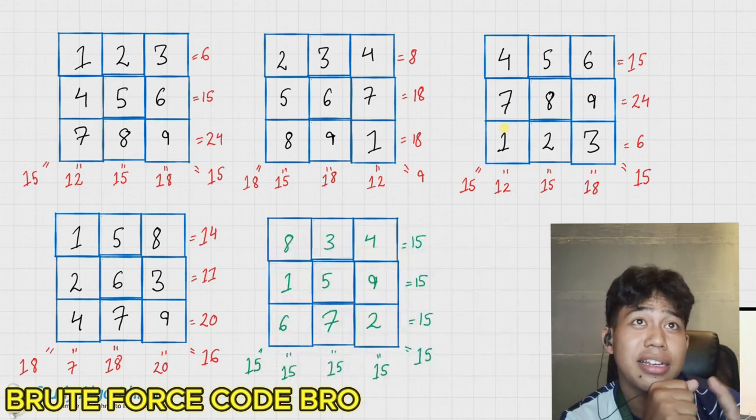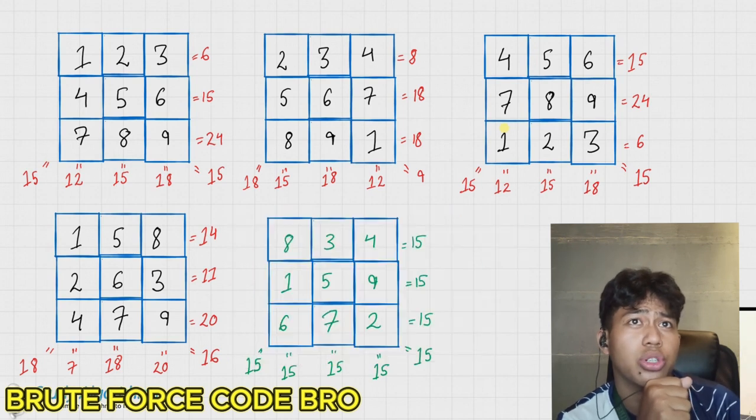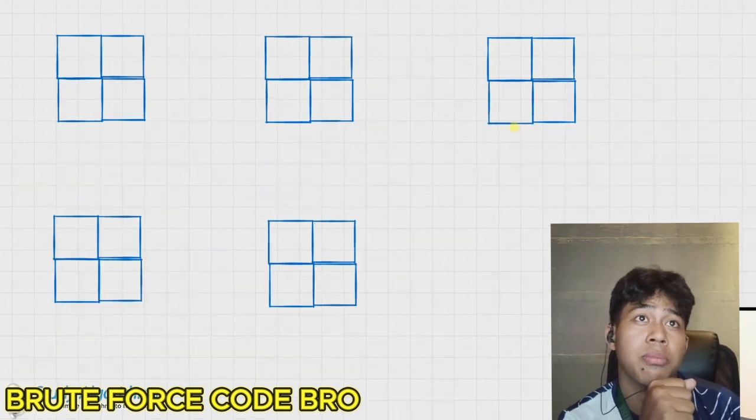In that case, the sum of all rows, columns, and diagonals comes out to be 15. But we are able to arrive at the solution because a solution to this problem exists. Let me take up an example of a problem to which a solution does not exist.